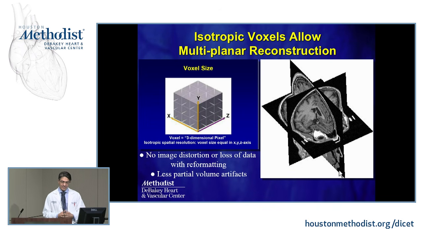And then this is just a slide showing you why isotropic voxels are so important. It's really for multi-planar reconstruction. It's our ability to move freely through any plane we desire without any loss of spatial resolution, without any effect of partial voluming. So very, very important aspect for CT.